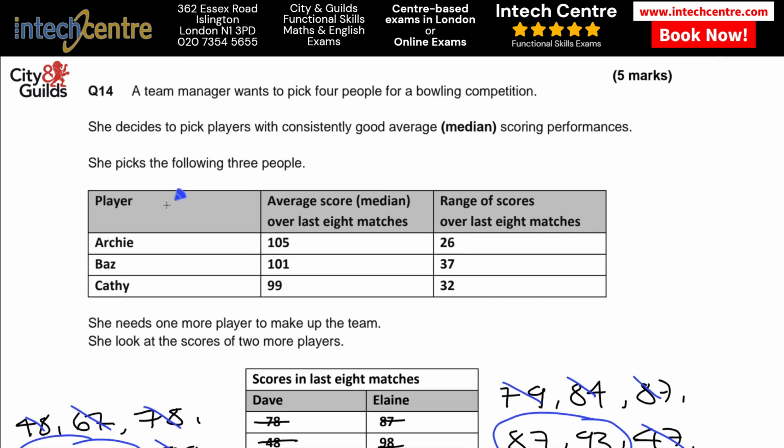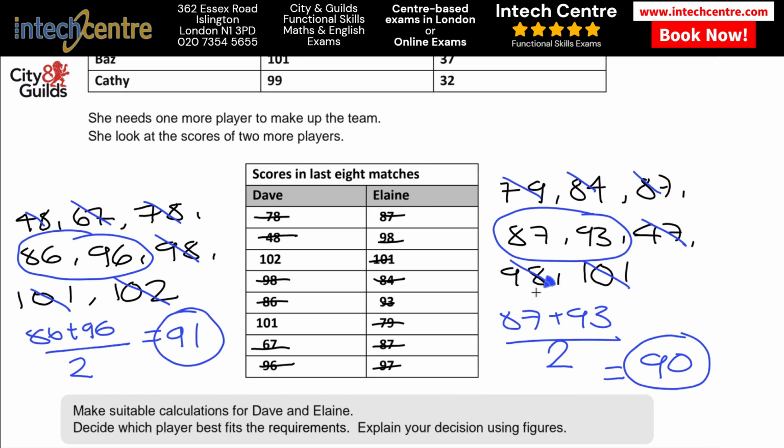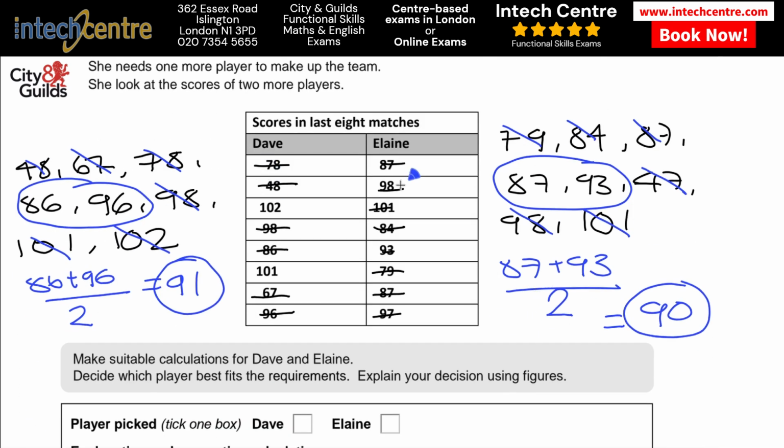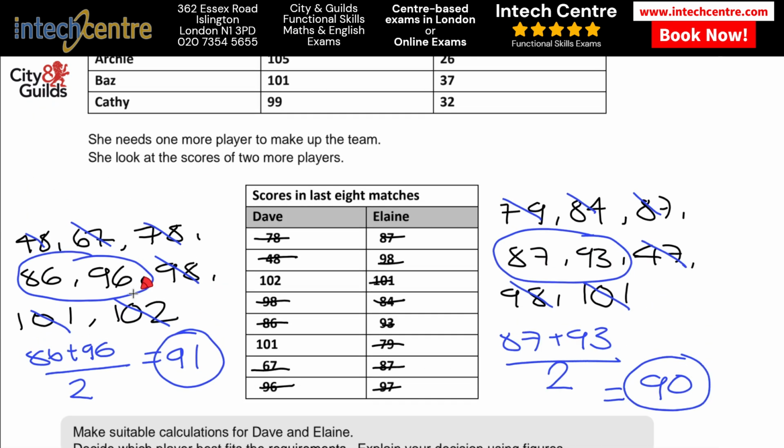Now if we look at the table and the people she's picked, she has their median scores listed here, but she also has their range of scores over the last 8 matches. So what we need to do is calculate the ranges for Dave and for Elaine. So for the range, what you do is you take the largest number, so 102, minus the smallest number, which was 48. So 102 minus 48 is equal to 54. So the range for Dave is 54, and for Elaine we have 101 minus the smallest number of 79. Her range is equal to 22.